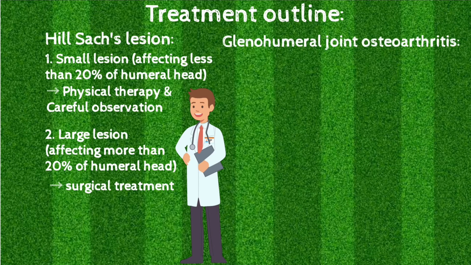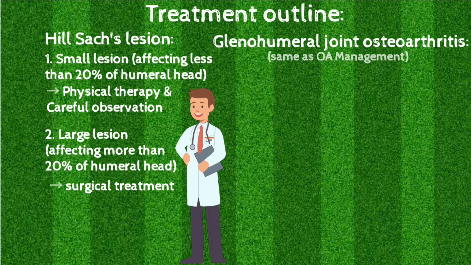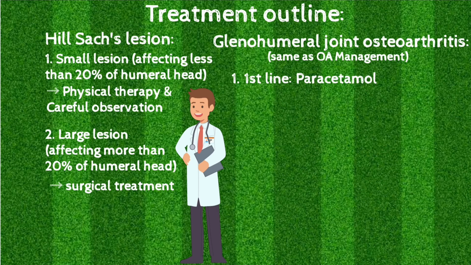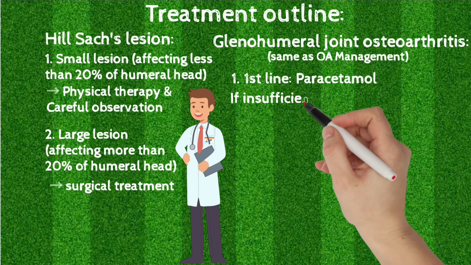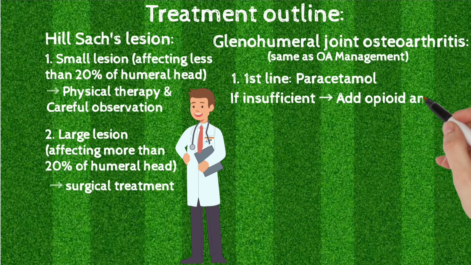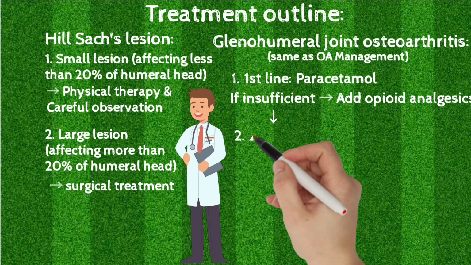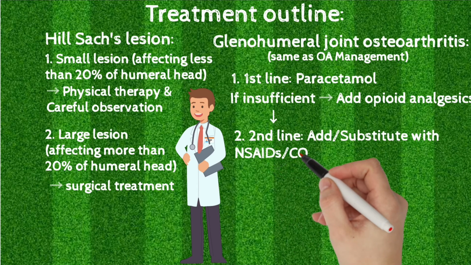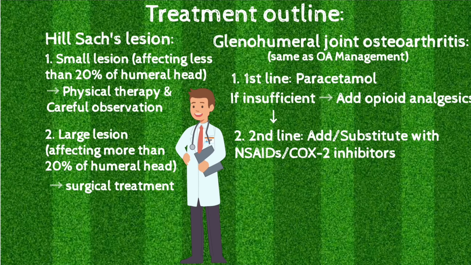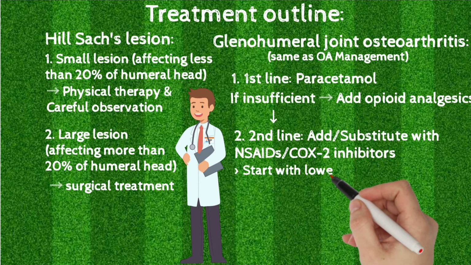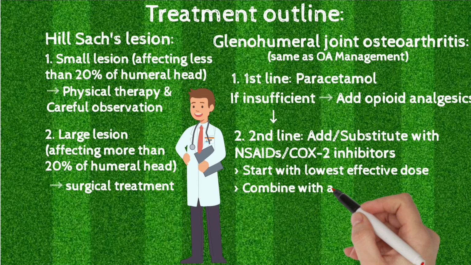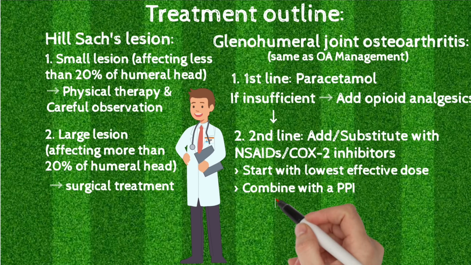Now the treatment outline of glenohumeral joint osteoarthritis, also called shoulder osteoarthritis, so treatment is similar to osteoarthritis. First line paracetamol. If insufficient, add opiate analgesics. Next, in second line, add or substitute with NSAIDs or COX-2 inhibitors. Remember to start with the lowest effective dose of NSAIDs and combine them with a proton pump inhibitor.